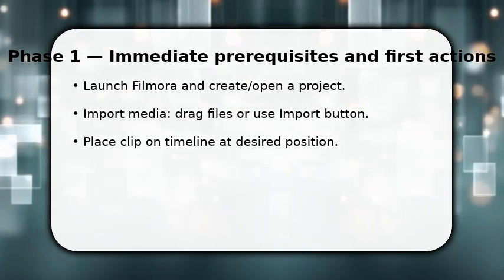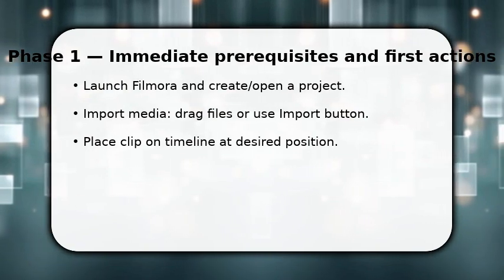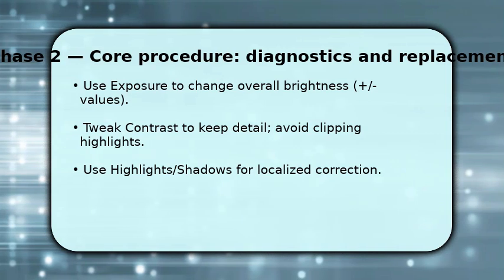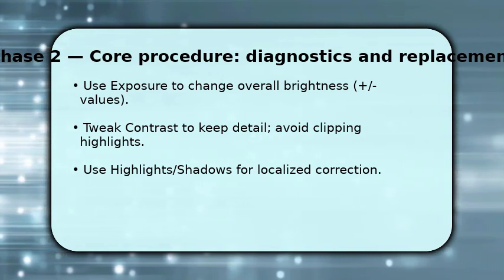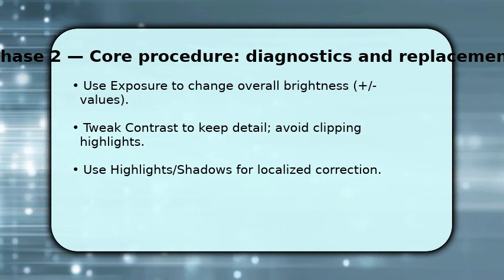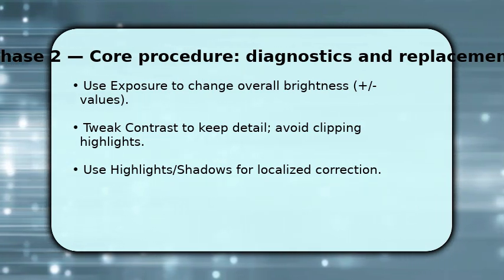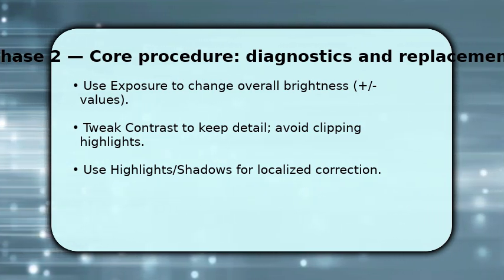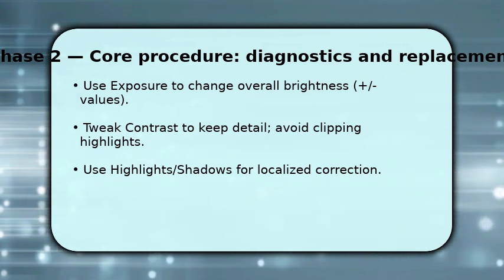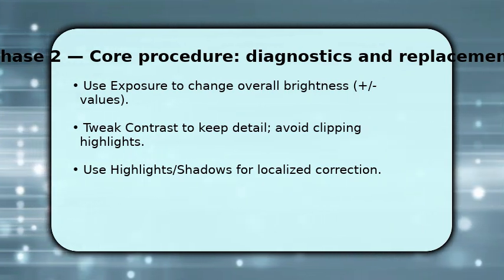Now you adjust core parameters. Increase exposure to brighten or decrease it to darken. Small increments matter because large jumps clip highlights or crush shadows. Once exposure is balanced, move to contrast to preserve midtone detail. Higher contrast sharpens differences, lower softens them. Use moderation. Then refine with highlights and shadows to recover blown areas or open up dark ones.